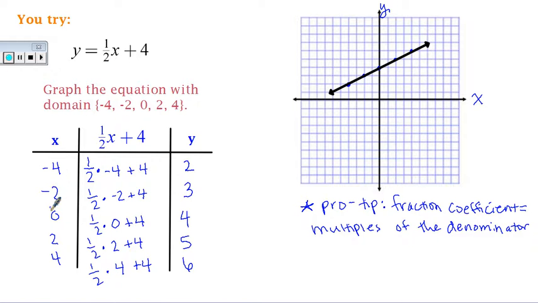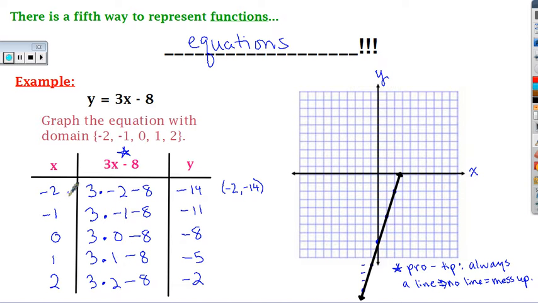I always choose 0 because 0 plays nice. Anything times 0 is 0, so it doesn't matter what fraction you have, you're always going to get 0. And then I choose the opposites of the 2 positives I have. So 2 negatives, 0, 2 positives. And those 2 negatives should be opposite of those 2 positives. It's different from when you have a whole number coefficient. In this last example with whole number coefficients, we just always choose -2, -1, 0, 1, and 2.